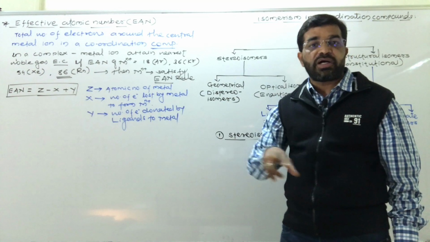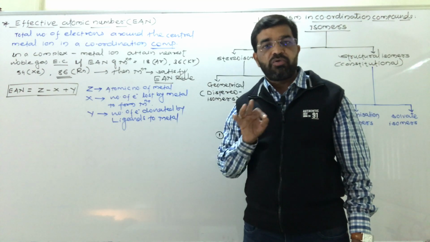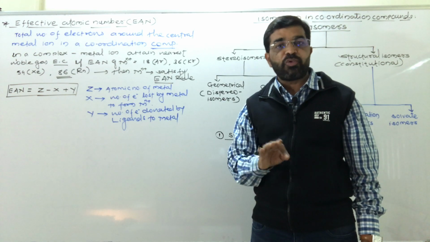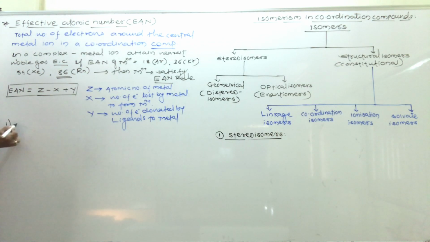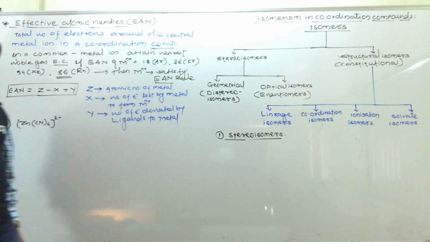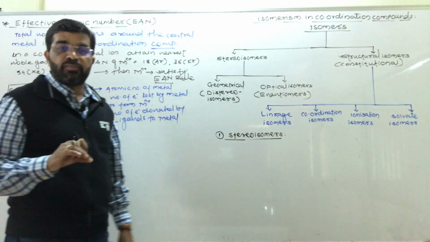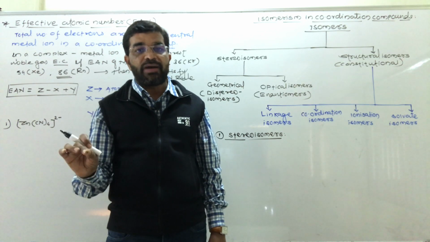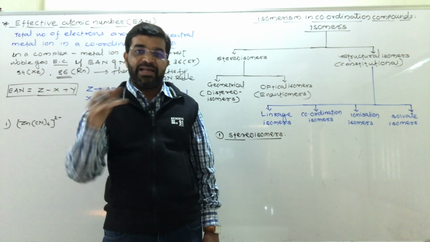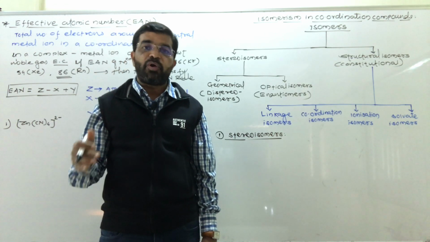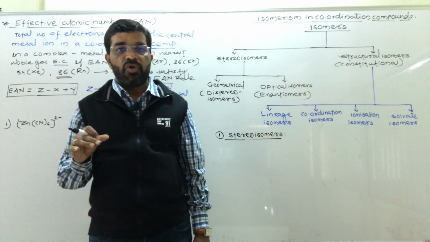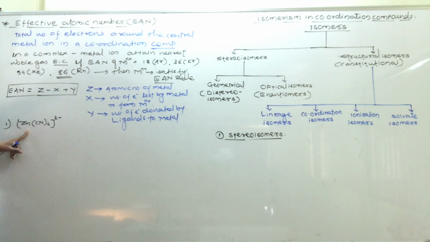So that is taken into account, and we will take some examples to find out the effective atomic numbers. Here you see the first example, Zn(CN)4 with 2 minus charge. First of all, we have to determine how many electrons are lost by that zinc metal to form the metal ion, that is, what is the oxidation state of zinc in that coordination compound. The oxidation state of this zinc is +2. How?